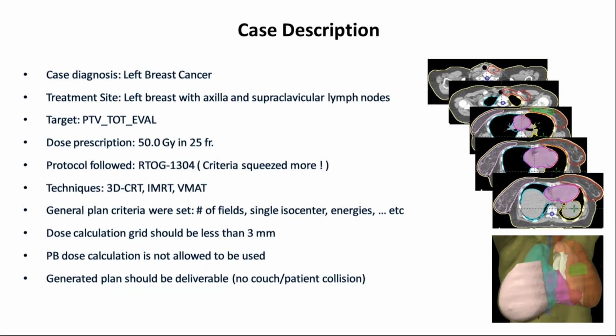But in our next competition, we will have 3D separated from IMRT and VMAT. We will also try to dedicate and initiate competitions only for 3D CRT, like for CNS or other cases. Now, general criteria were shared, like the number of fields, isocenters, energies, and the calculation grid, which, for example, should be 3 millimeter.